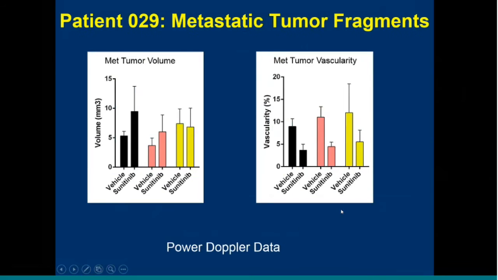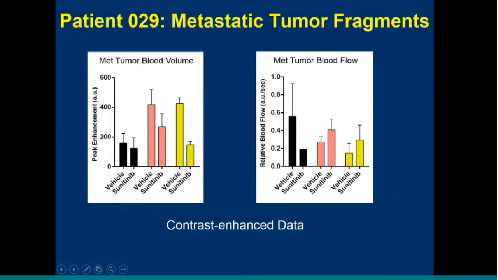Now, this patient also had 3 metastatic tumor fragments that were studied. In this case, you can see that for the tumor vascularity as measured by power Doppler, we have a significant decrease across the board. All 3 of the cores appear to respond. For the contrast-enhanced data, it's a similar result, where 2 of them are responding well, and 1 of them, we're not quite sure what's going on there. It's well vascularized, but there's less feeding vasculature in that case.